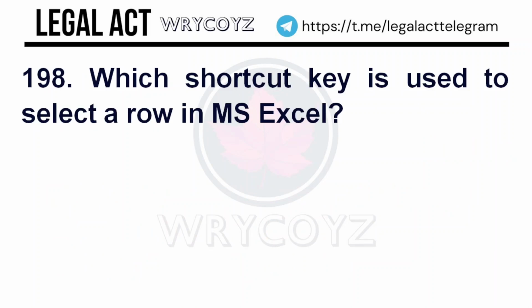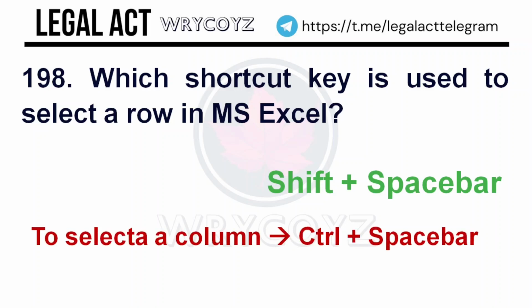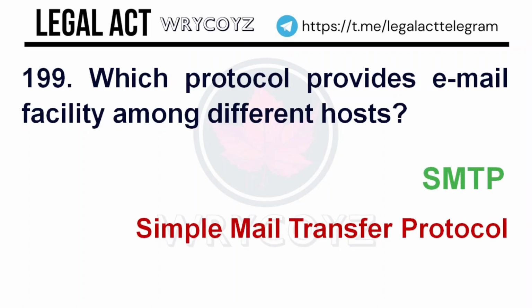198. Which shortcut key is used to select a row in MS Excel? The answer is Shift plus spacebar. To select a column, Control plus spacebar. 199. Which protocol provides email facility among different hosts? The answer is SMTP, which stands for Simple Mail Transfer Protocol.